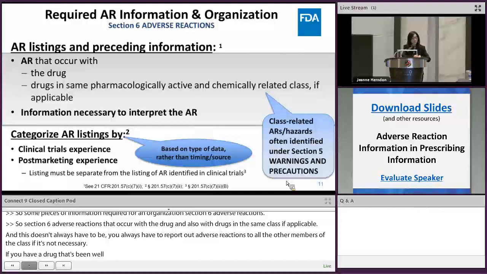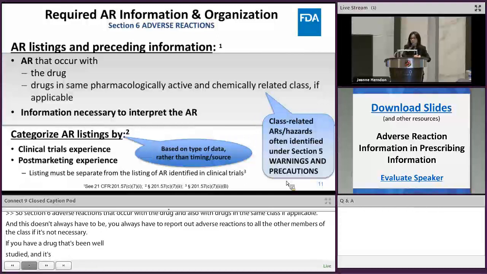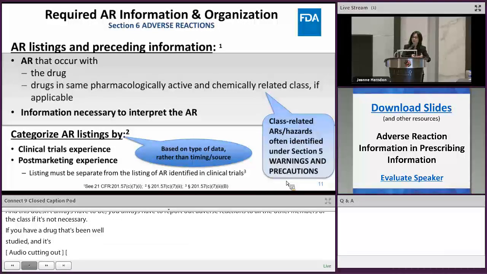The regulations also stipulate how to categorize adverse reactions, and this is going to be grouped into two large buckets: clinical trials experience and post-marketing experience. And this is based on the type of data. We're getting at the quality of the underlying data rather than the timing, whether it's post-marketing or pre-marketing, or the source, meaning is it from the literature, is it from the company safety database, is it reported directly to the FDA? It's not so much based on those factors as it is the type of data and the quality of that data.